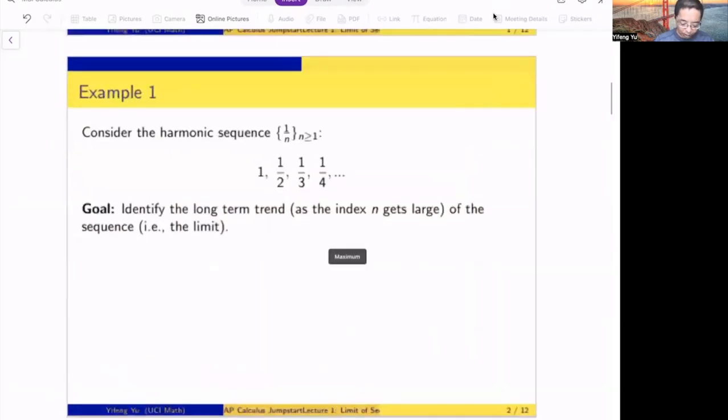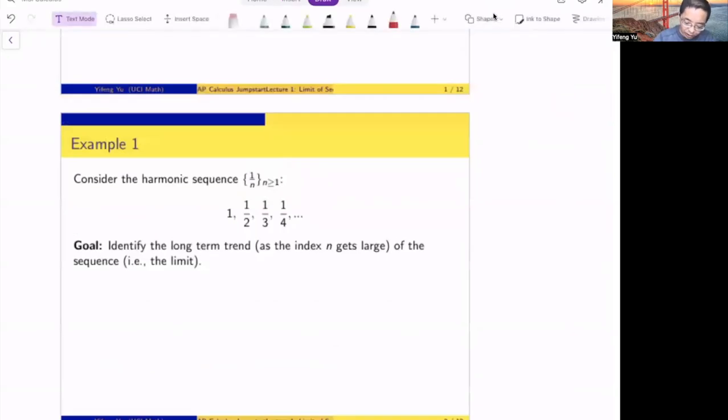Let's look at example one. This is the so-called harmonic sequence, 1/n. This is the way to represent this sequence. The first one is 1, the second number is 1/2, this is 1/3, and this is 1/4, and the next one is 1/5, and so on. Now, what we want to find is the long-term trend of this sequence. We want to see where this sequence goes when this index n gets larger and larger. And that is what we call the limit.